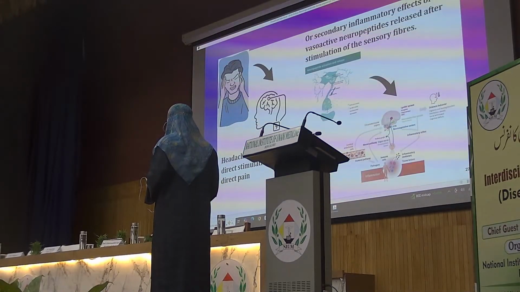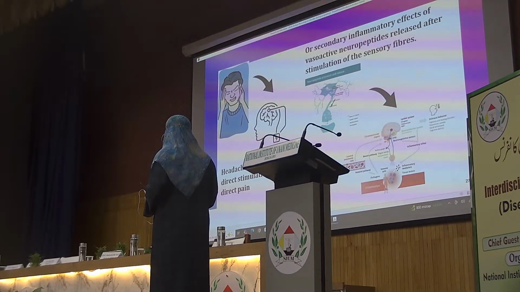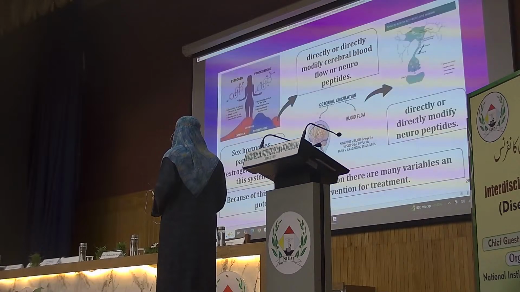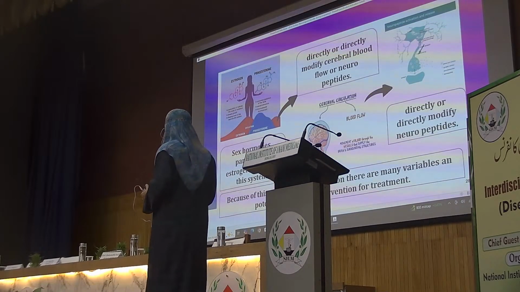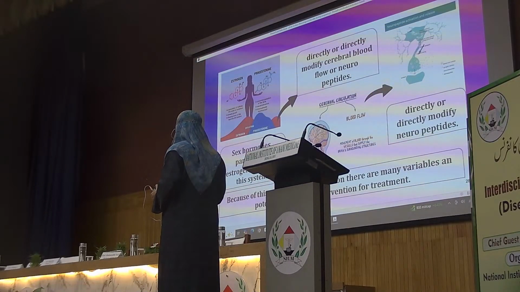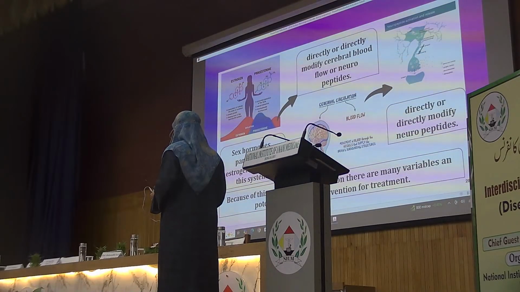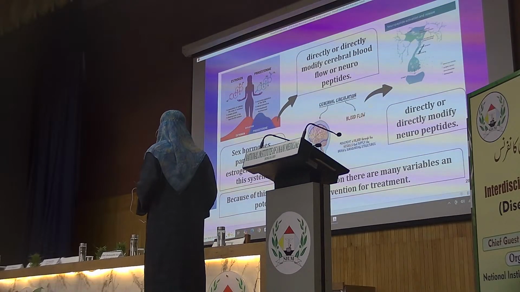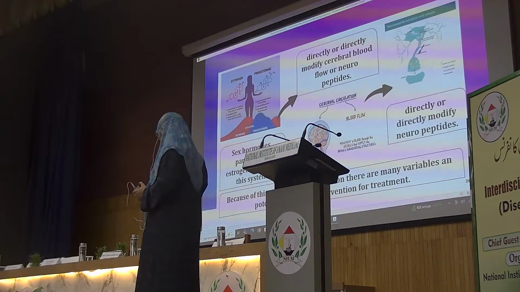Headache may result from direct stimulation causing direct pain, or secondary inflammatory effects of vasoactive neuropeptides released after stimulation of the sensory fibers can also cause headache. So headache can be direct or it can be because of inflammatory processes. Not only that, we see that sex hormones, particularly estrogen, influence the system directly or indirectly, modifying the cerebral blood flow or neuropeptides. So the sex hormone, mainly estrogen, can have an effect on neurological disorders. Because of this complicated interaction, there are many variables and potential points for intervention for the treatment.